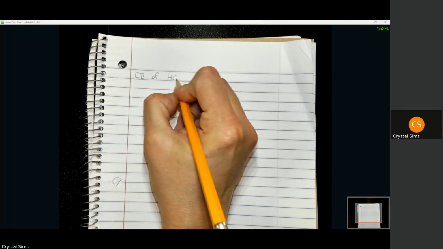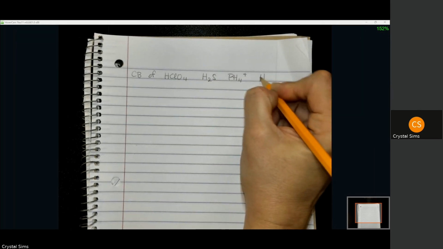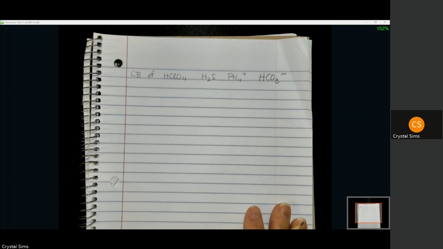I'm going to start with sample exercise 16.1, which asks us for the conjugate base. I'm going to abbreviate that CB here. And it gives us 4 different substances that we need to get the conjugate base for. So we have HClO4, H2S, PH4 positive, HCO3 minus. And this asks us to find the conjugate base of each one of these acids.